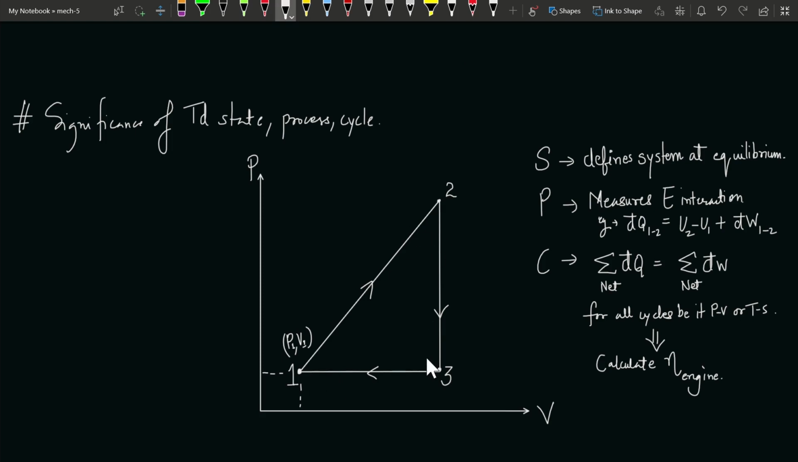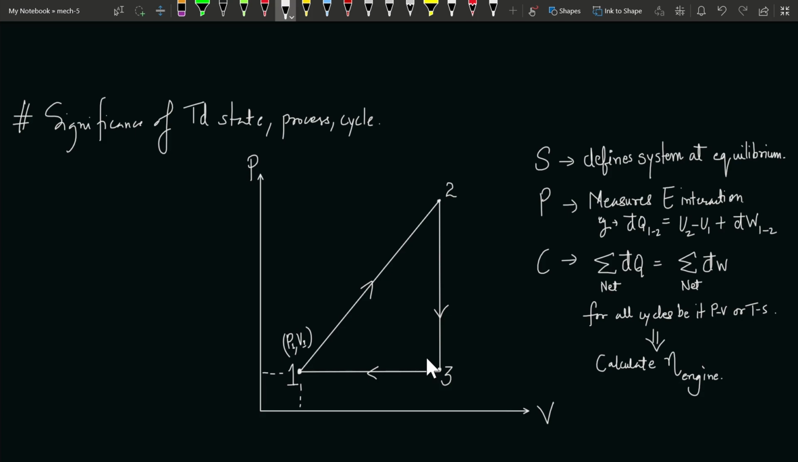State is a condition of a system at a particular instant of time at which its properties are defined. What have I said? What is a state? State is a condition of a system at a particular instant of time at which its properties like pressure, volume, temperature are defined. So this is what we call a state.